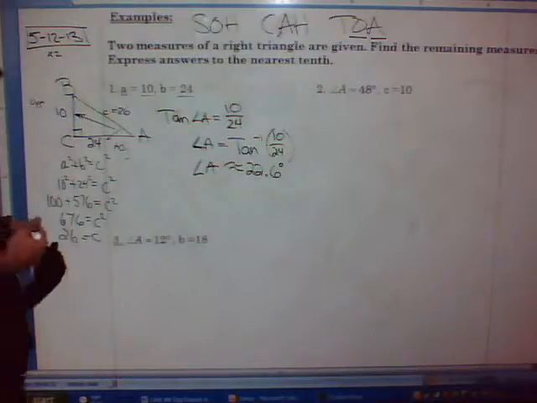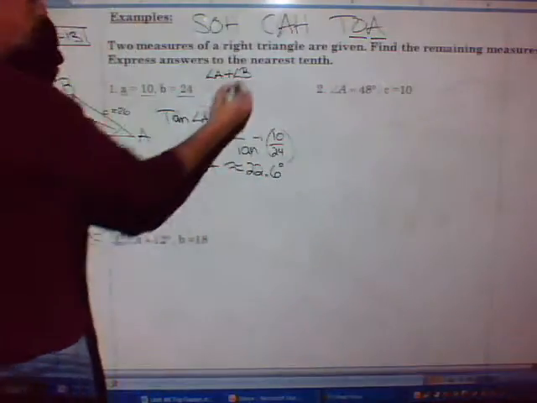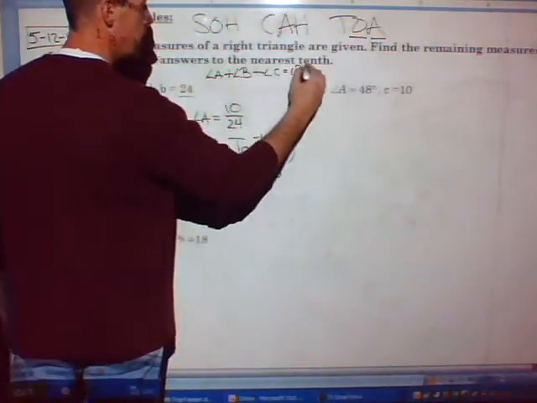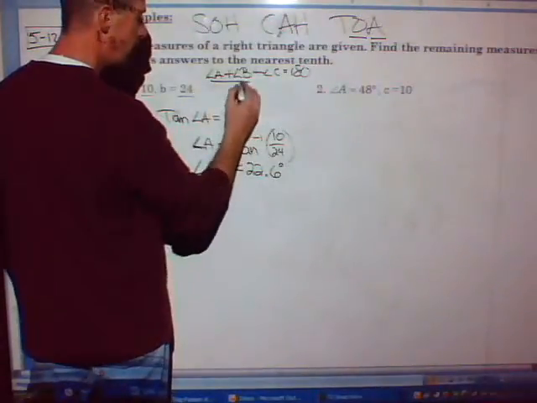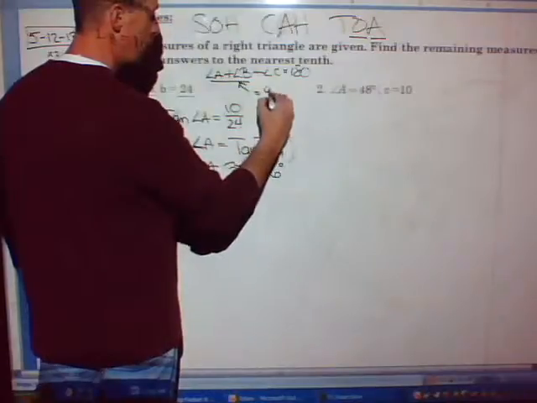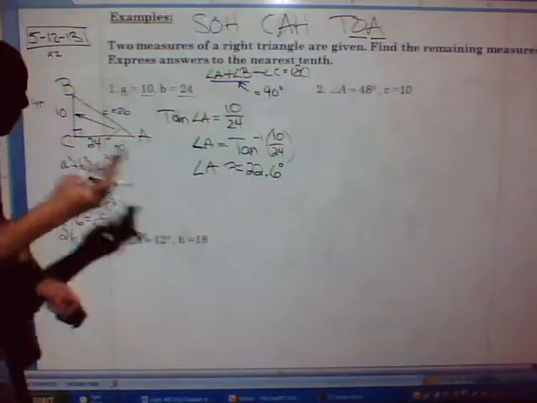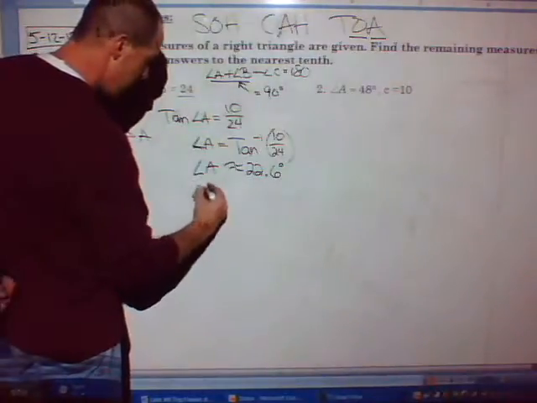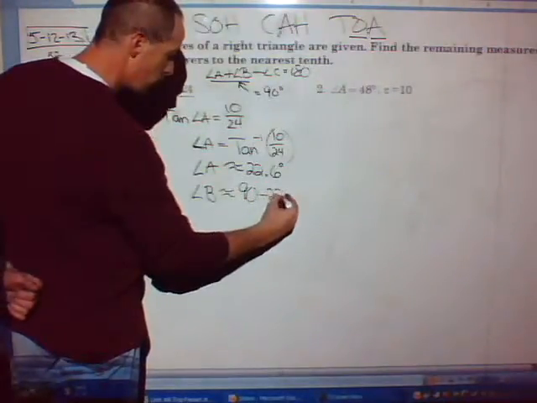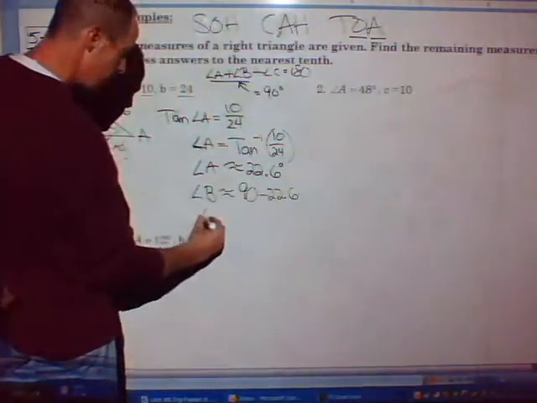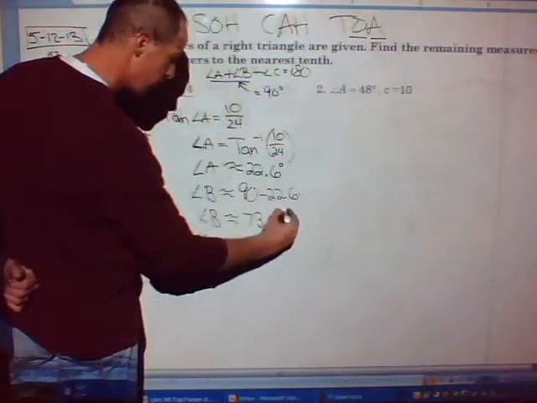Now if we want to find angle B, we know that angle A plus angle B plus angle C has to equal 180. 180 degrees in a triangle, which means these two here have to equal 90 degrees, since angle C is 90. Now, that means we can find angle B. Angle B would be approximately 90 minus 22.6. So that makes angle B approximately equal to 73.4 degrees.